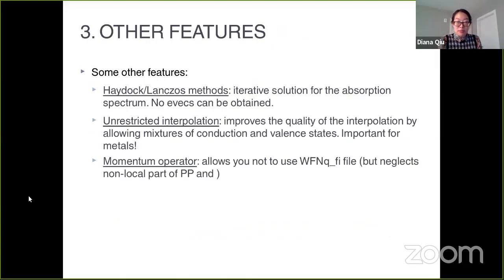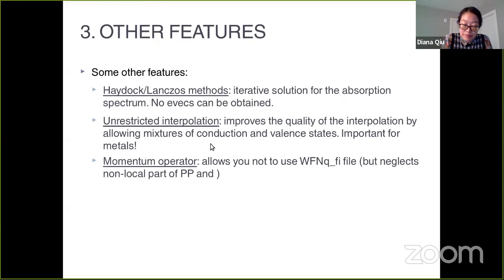And then there are also some other features in the code that are good to know about. One is what I described previously: we do an explicit diagonalization of the BSE matrix to get the eigenvalues and eigenvectors. That gives you a lot of information about the excitons, but depending on your matrix size, it can be very expensive. If it's too expensive to do this explicit diagonalization, instead you can use the Haydock or Lanczos methods implemented in the code, which use an iterative solution for the absorption spectrum. It gives you the absorption spectrum, but no eigenvectors can be obtained.